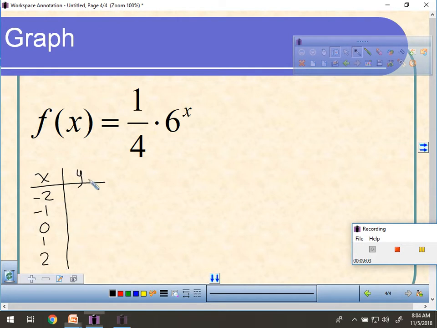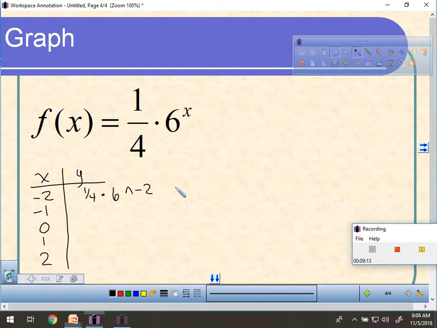And so what you're going to have here is you're going to do 1/4 times 6 to the -2. So 1/4, 6 to the -2. And then I'm going to make sure that I just type that into the calculator. So I'm going to type in 1/4. So you know how to make a fraction. So 1/4 times 6 and then rooftop -2.